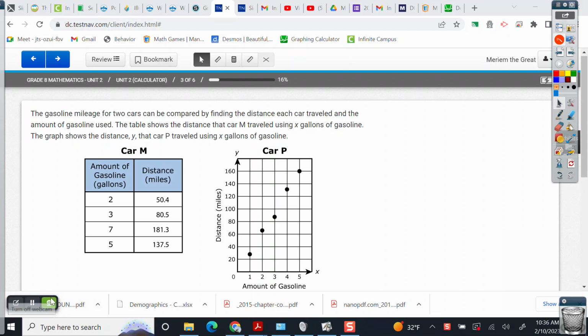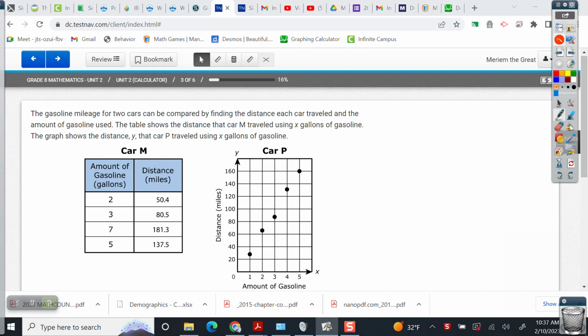All right, so we're taking a look at Practice Unit 2, and we're looking at problem number 3. I don't find anything more fun than taking a look at two cars and comparing their gas mileage. Can't beat that. No siree.